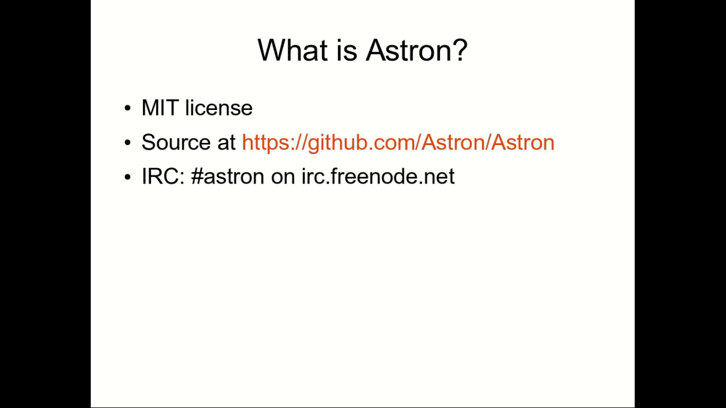Astron is released under the MIT license, which means that you can do basically whatever you want with it, but it does not come with any guarantees at all. You can get its source on GitHub, and to get into contact with the community you can join us on IRC on Freenode in the channel #Astron.